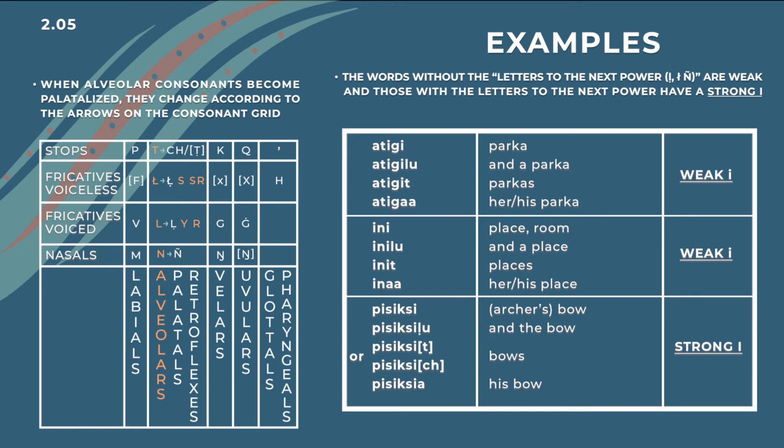Ini, inilu, init, ina. Same with this word. There are no letters to the next power, so therefore it has a weak I. Pisiksi, pisiksilu, pisiksit, or pisiksich, pisiksea. You can see that there is a L with a dot, so therefore pisiksi has a strong I.